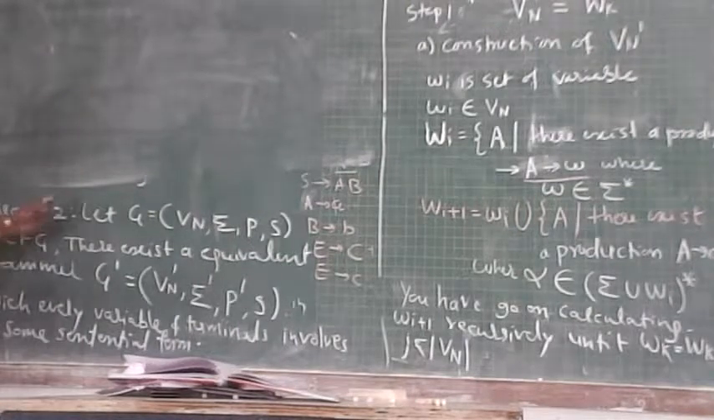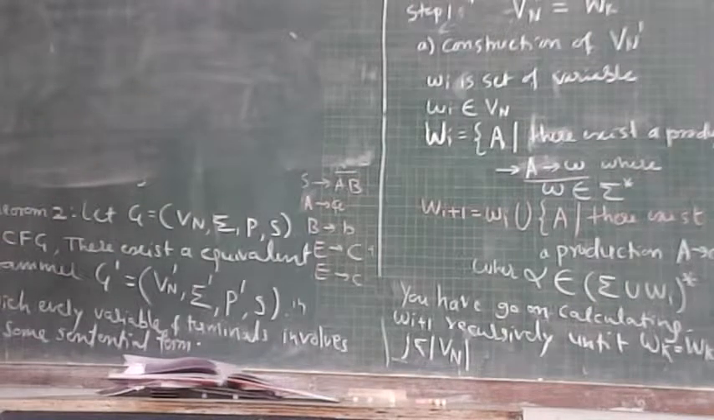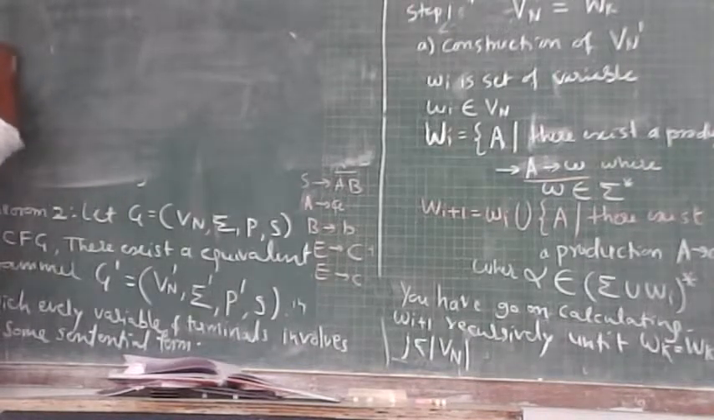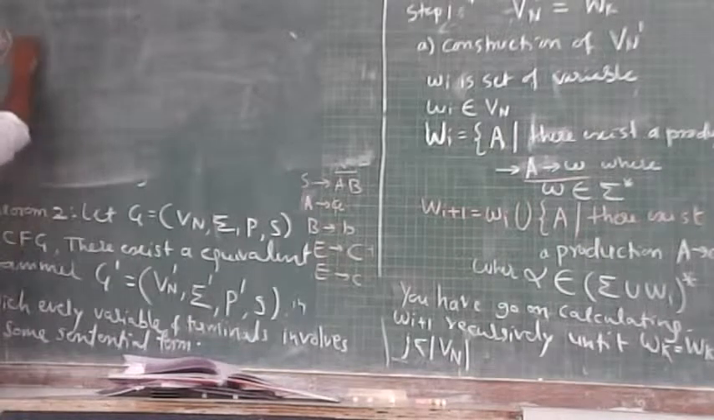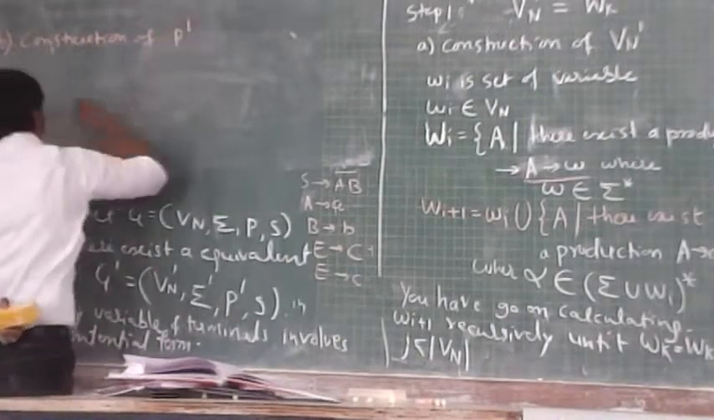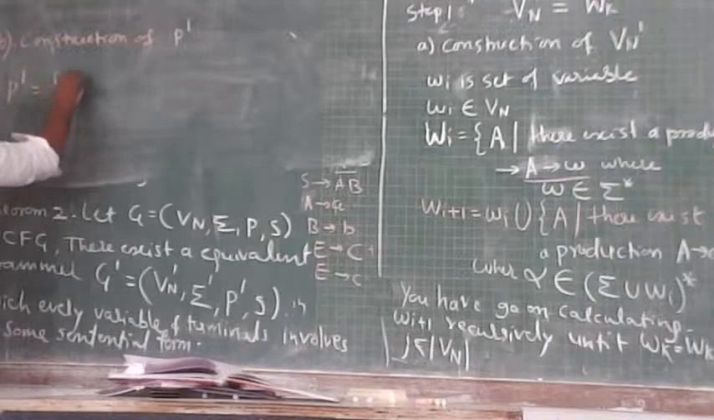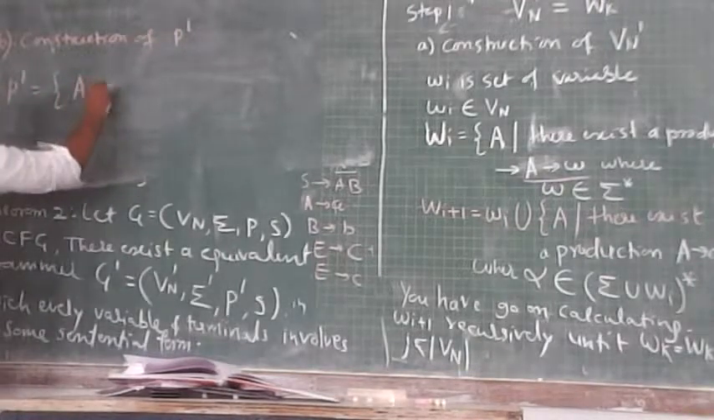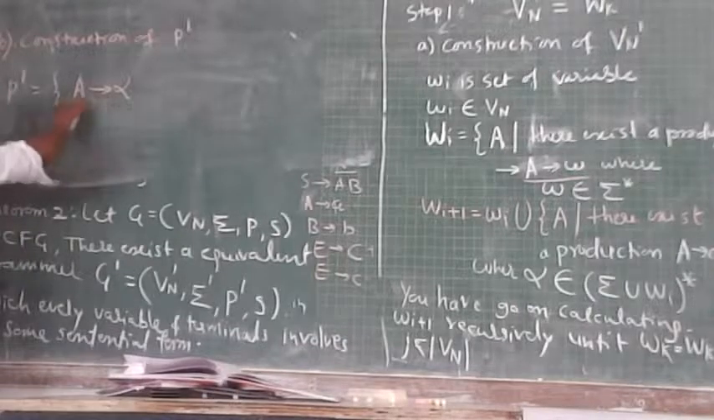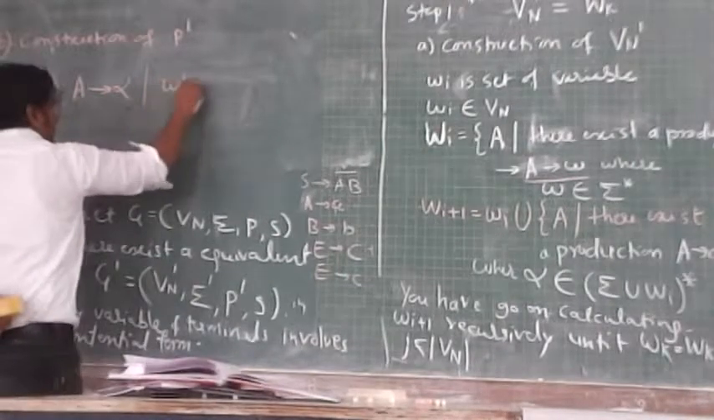What are the various productions that should be included in the G dash grammar, as per the reduced number of variables we identified? So the step B is the construction of P dash. P dash will be the set of productions. P dash is the reduced number of productions, and these productions are generally written like this.